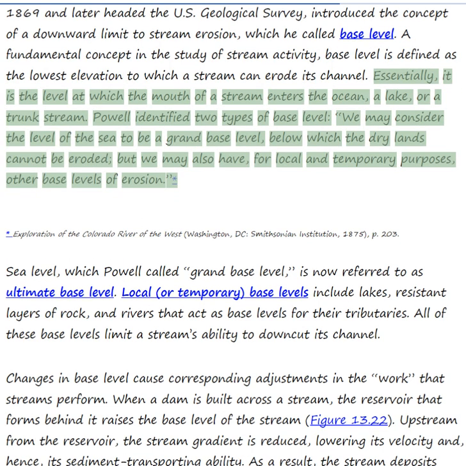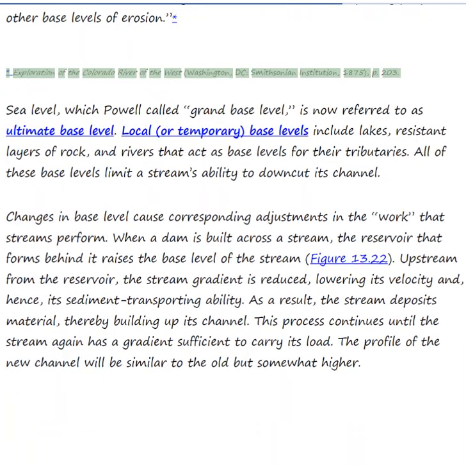Essentially, it is the level at which the mouth of a stream enters the ocean, a lake, or a trunk stream. Powell identified two types of base level. "We may consider the level of the sea to be a grand base level, below which the dry lands cannot be eroded, but we may also have, for local and temporary purposes, other base levels of erosion." Exploration of the Colorado River of the West, page 203.